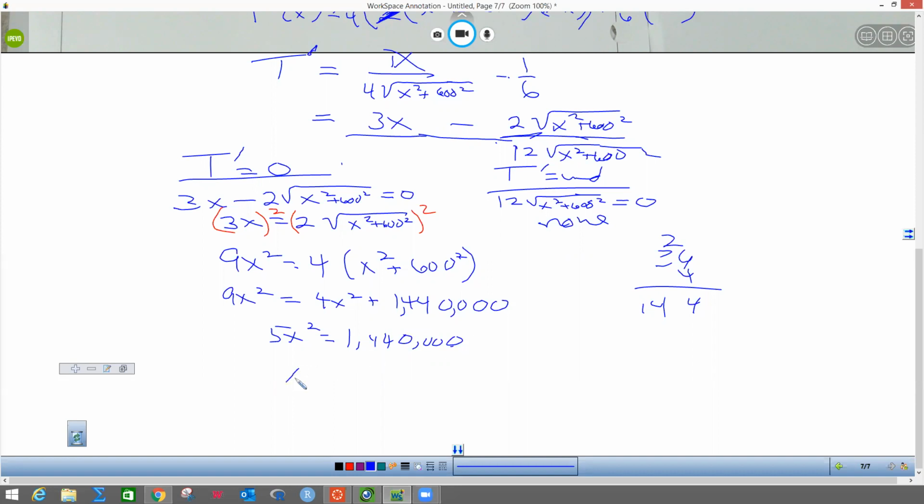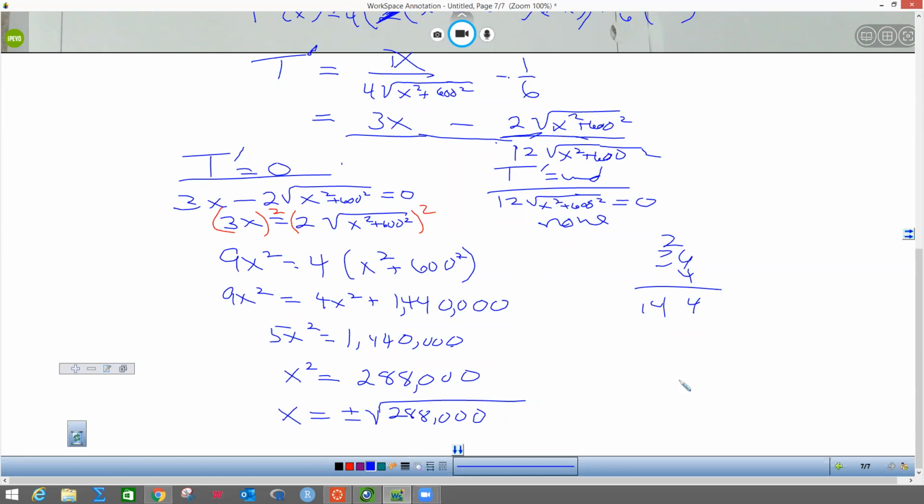It's right, by the way. Okay, and then take that number and divide it by 5. Let's see, 5 goes into 14 twice. Then it'd be 40, 8 times, 8 times again. Is that right? Is that what you get when you take 1,440,000 divided by 5? Yeah. So x is going to be a positive or negative square root of 288,000.